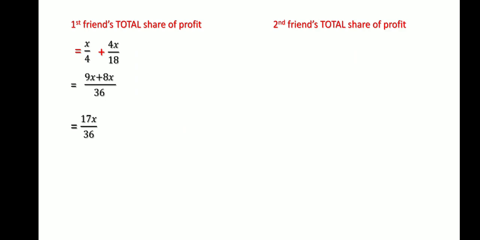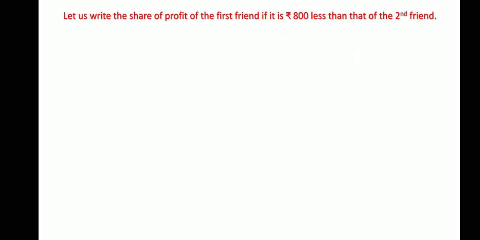Similarly, for the second friend, the first share was x by 4 plus, from the second part, we have 5x by 18. Similarly, the LCM is 36, and now we know the total profit of the second friend. The question gives us a condition. Let us write the share of the profit of the first friend if it is 800 less than that of the second friend. So first friend's profit is less, second friend's profit is more.